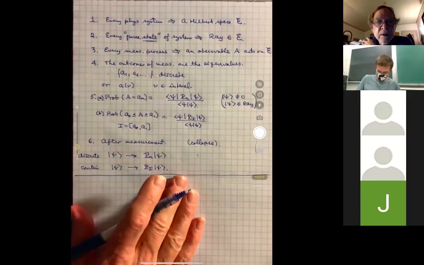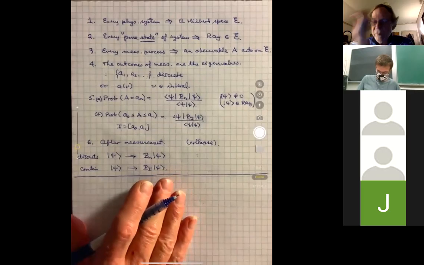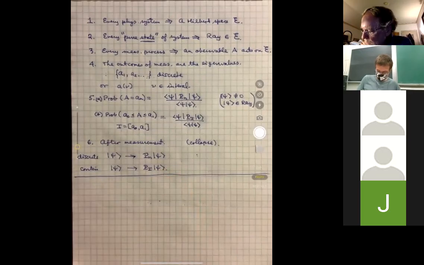Okay. Now, these are the measurement postulates, and there are several things I want to say about them, and we're running out of time. Let me just say a couple of things about them in a qualitative way, and then we'll be done.